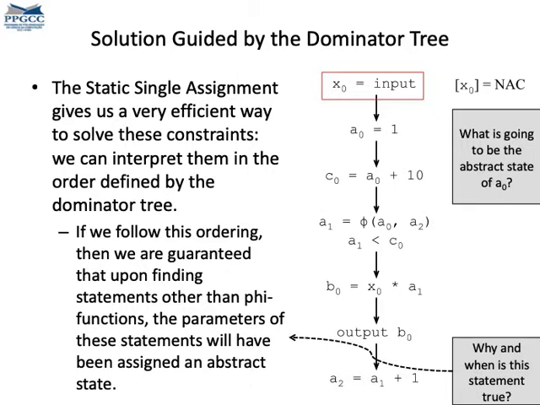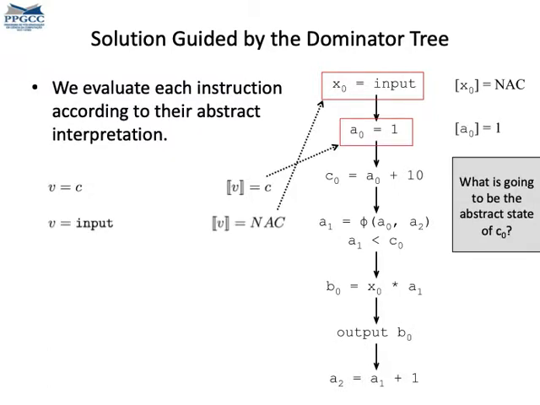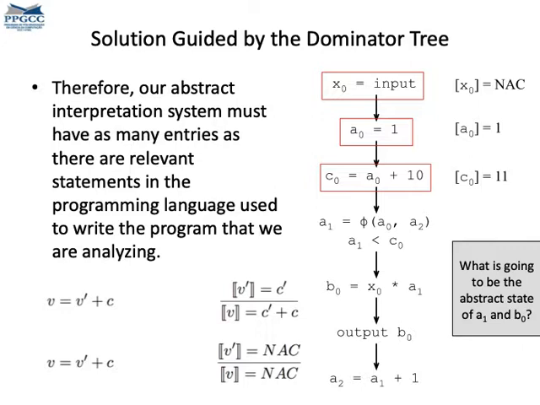Let's see how these equations work in our example. Starting with x0 equals input, the equation for this instruction says that x0 will not be a constant. We associate it with the abstract value NAC, for not a constant. Now, if we have the assignment A0 equals 1 right here, then we associate A0 with the abstract state constant 1. If we have C0 equals A0 plus 10, then we associate C0 with the abstract state constant 11.